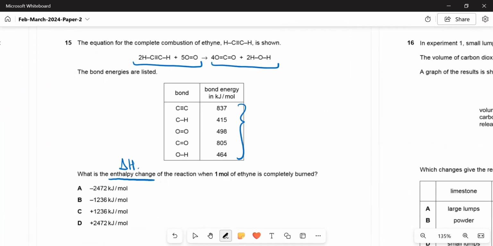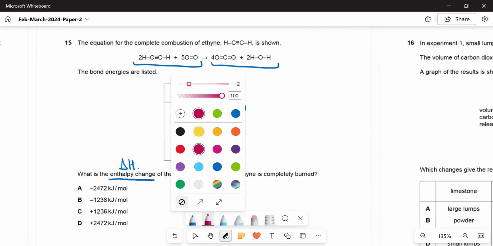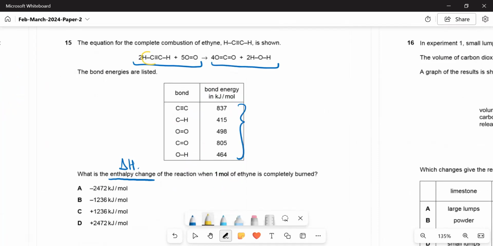As you can see, here we have C-H, C-H. In one molecule, we have two C-H bonds. So in two molecules, there will be 4 C-H bonds. So it will be 4 C-H plus there is a C triple bond C also. So in two molecules, there will be 2 C triple bond C plus there are 5 O double bond O. This is for the reactants.